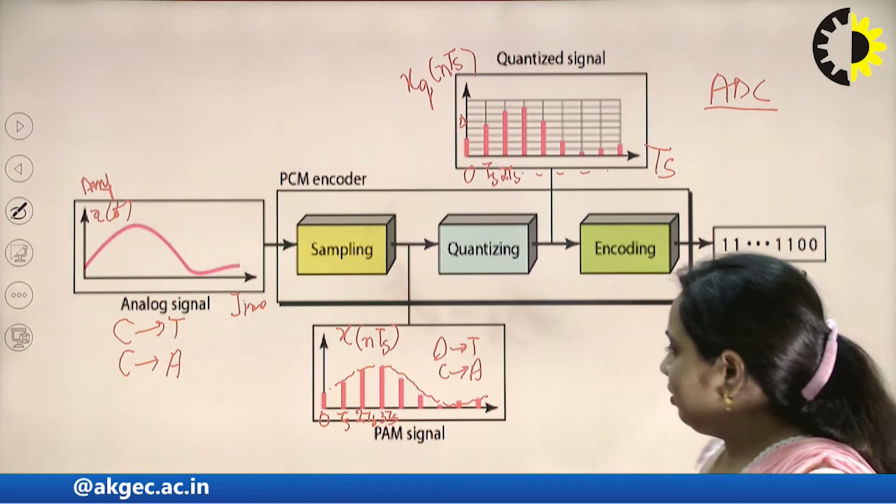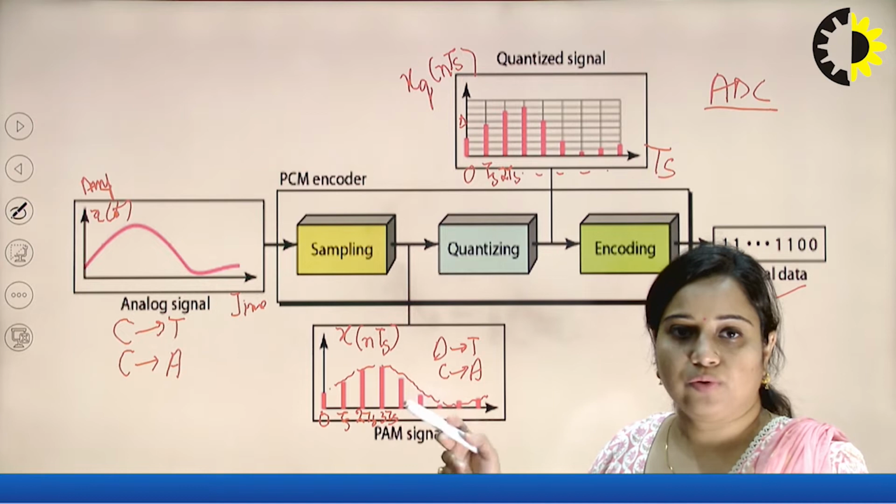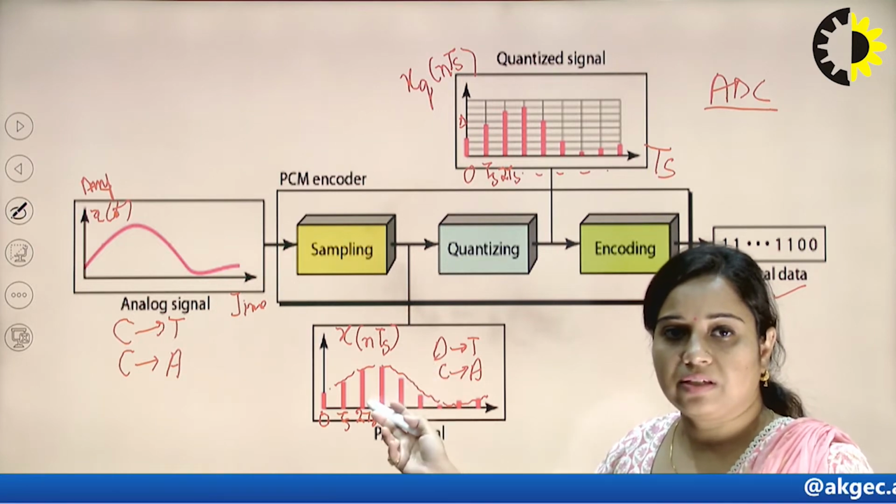Let's say it will be defined at 2 volt, 2.1 volt, 2.3 volt, 2.4 volt. At all the voltage levels this signal will be defined.